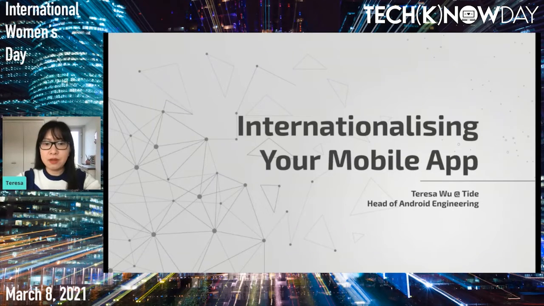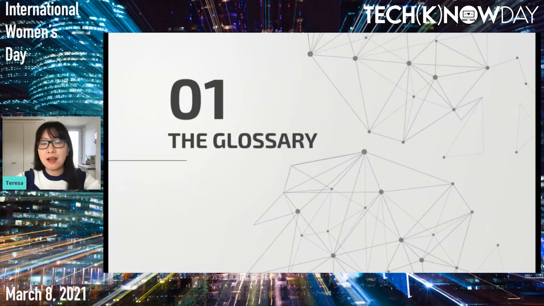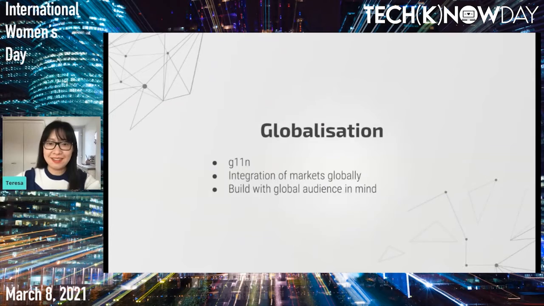Today, I'm going to talk about how to internationalize your mobile application. So let's begin. Before we dive in, let's look at a few keyword definitions. First, globalization. In short, it's called G11N. It's a complete cycle of planning and identifying global market for your project. It prepares your app at a high strategy level to enter the market globally. It builds with a global audience in mind.